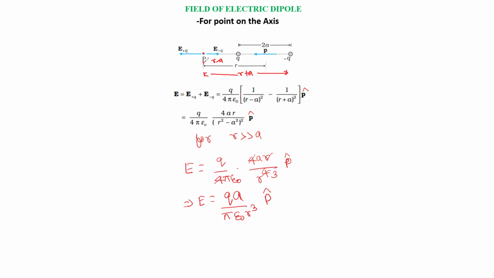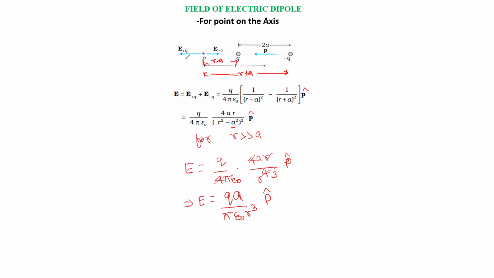So on the basis of that, the electric field is calculated here due to +Q and due to -Q. And when R is much greater than A, finally the denominator A square will be neglected, but the numerator A will be there. So on the basis of that, we have cancellation of 4 and this R. So finally E equals QA by pi epsilon naught R cubed P cap. P cap is the unit vector.